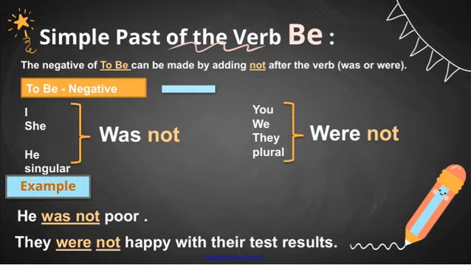Just like before, we add not after was to make these negatives. Understanding how to correctly form these negatives is essential for clear communication in the past tense. This connects to the overall theme of mastering past tense negatives, which is fundamental for describing past situations accurately.